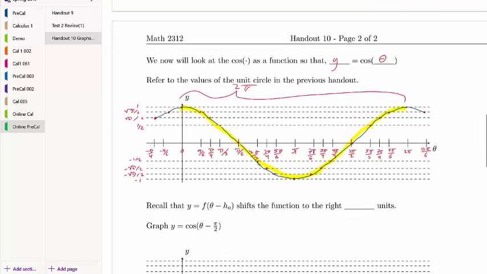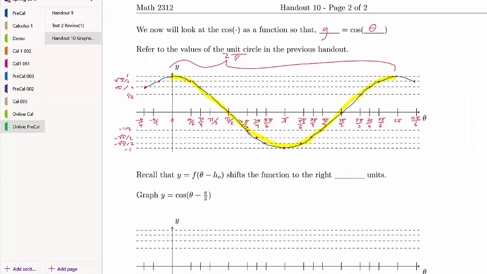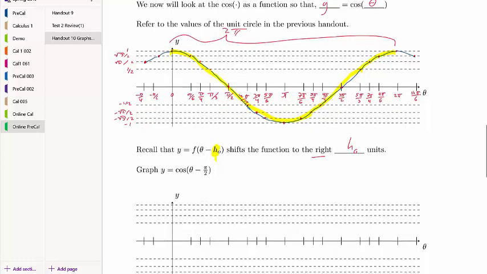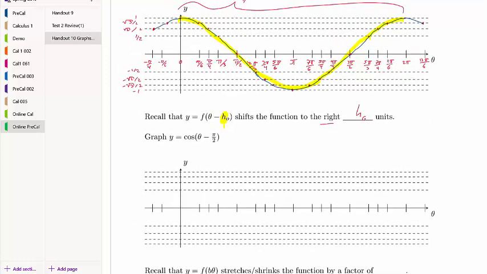Okay, so the next one, note that function shifts behave just like they do with cosine as they do for everything else. We have a shift of h naught. That means that we have h naught units to the right. So we can just look at this graph that we've done up here and just shift everything to the right pi over 2 units. So once again, we're at 0, and we're 0 minus pi over 2, so it's really cosine of negative pi over 2 going here, which of course starts us off at 0.